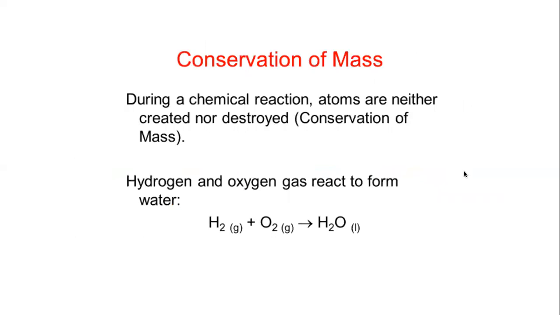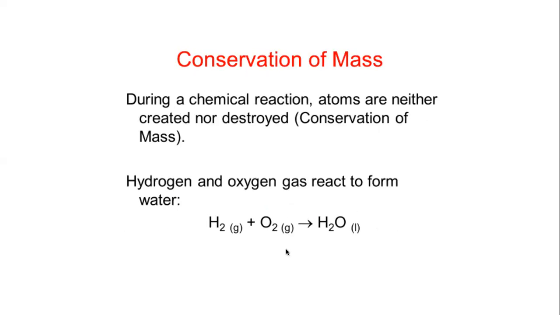So now we're going to talk about the conservation of mass. During a chemical reaction, atoms are neither created nor destroyed. This is the law of the conservation of mass. And so in this example, we have hydrogen and oxygen. They're gases and they will react to form water. But this reaction is not balanced. We don't have a conservation of mass.